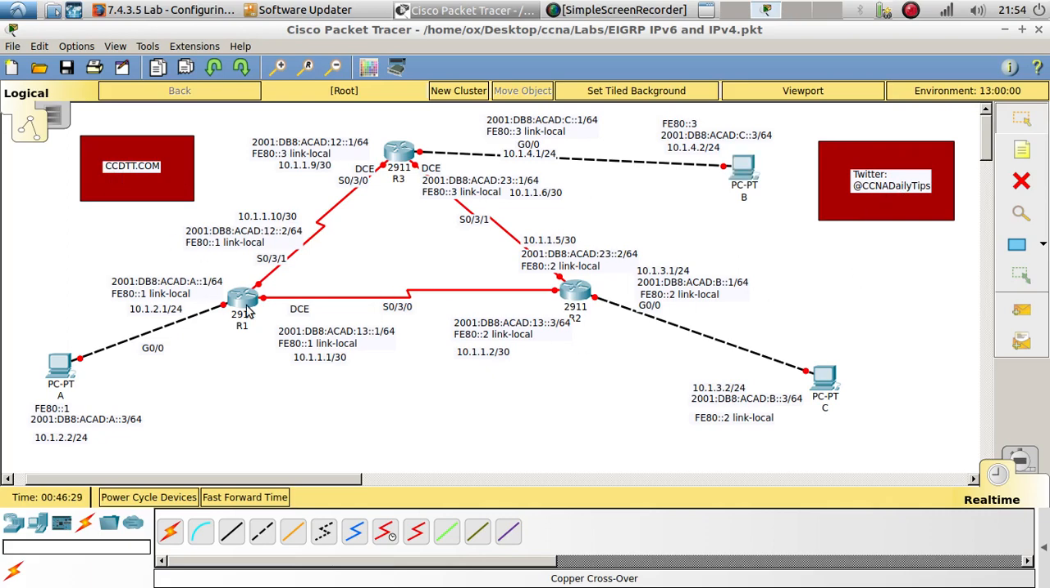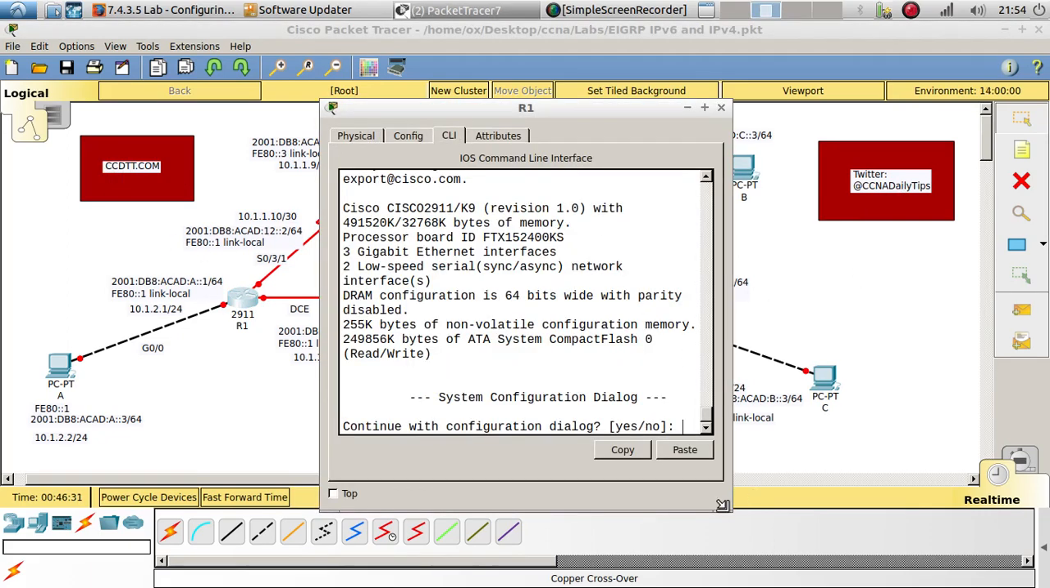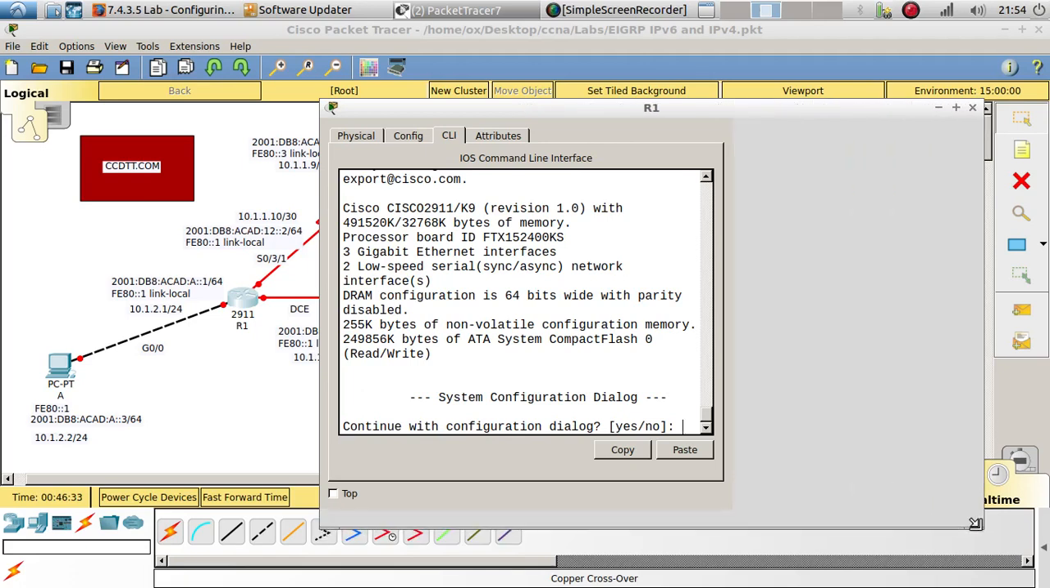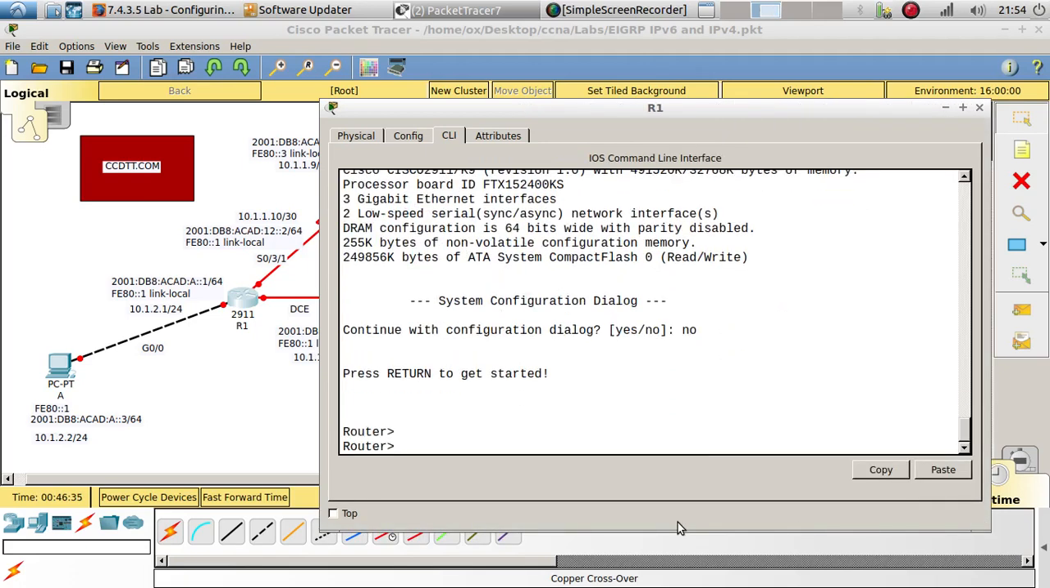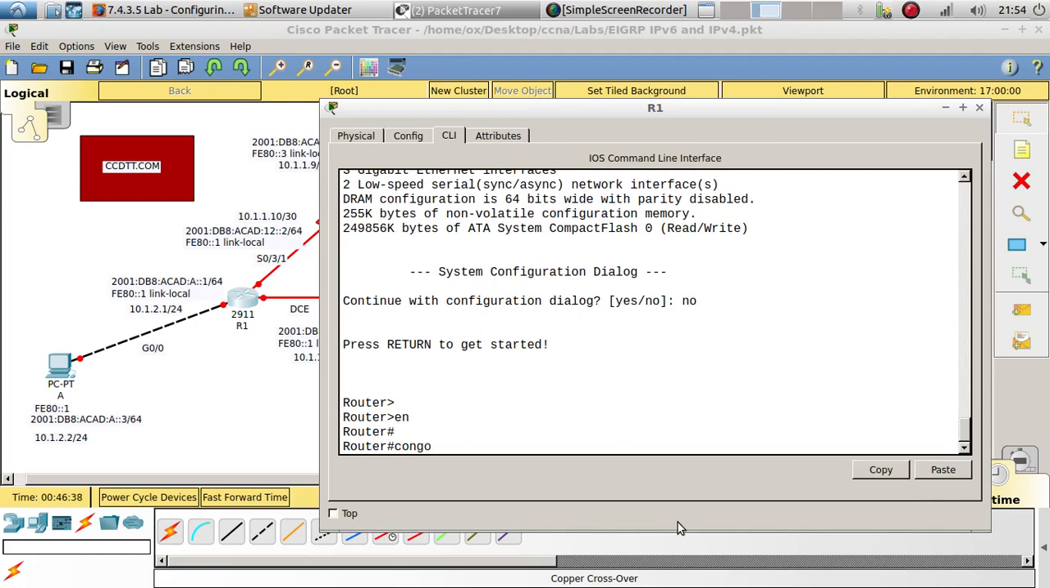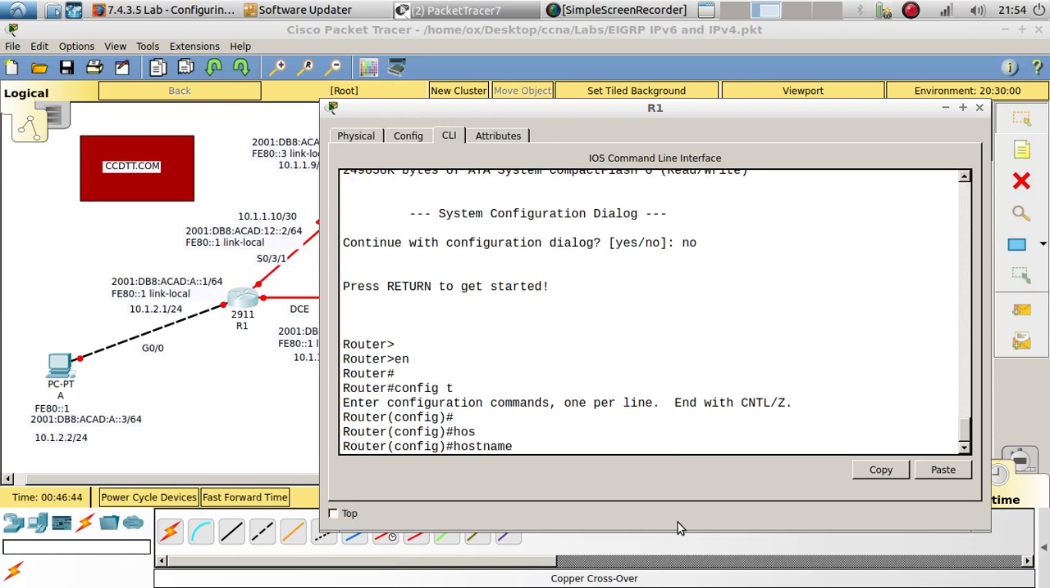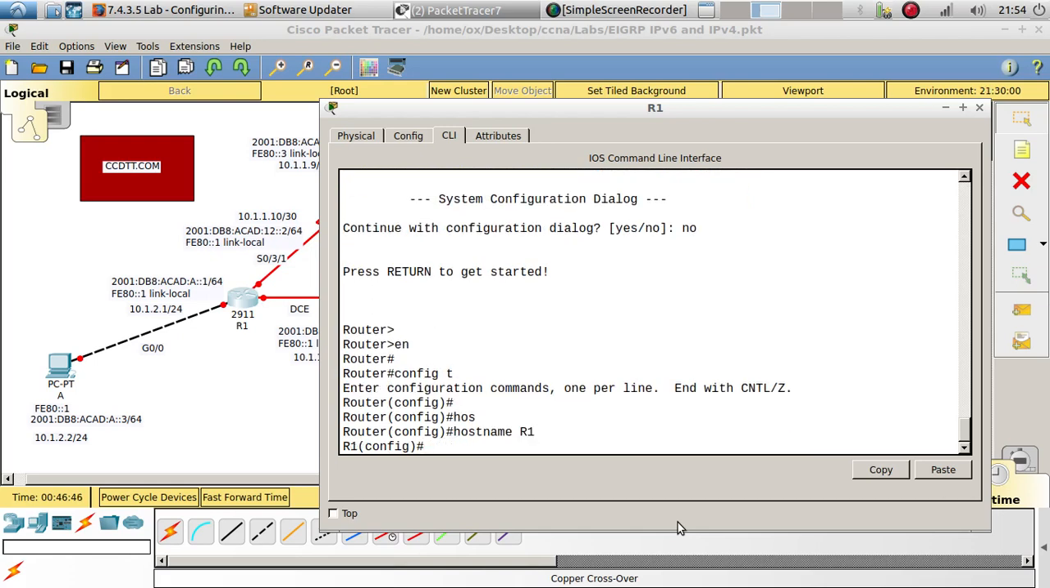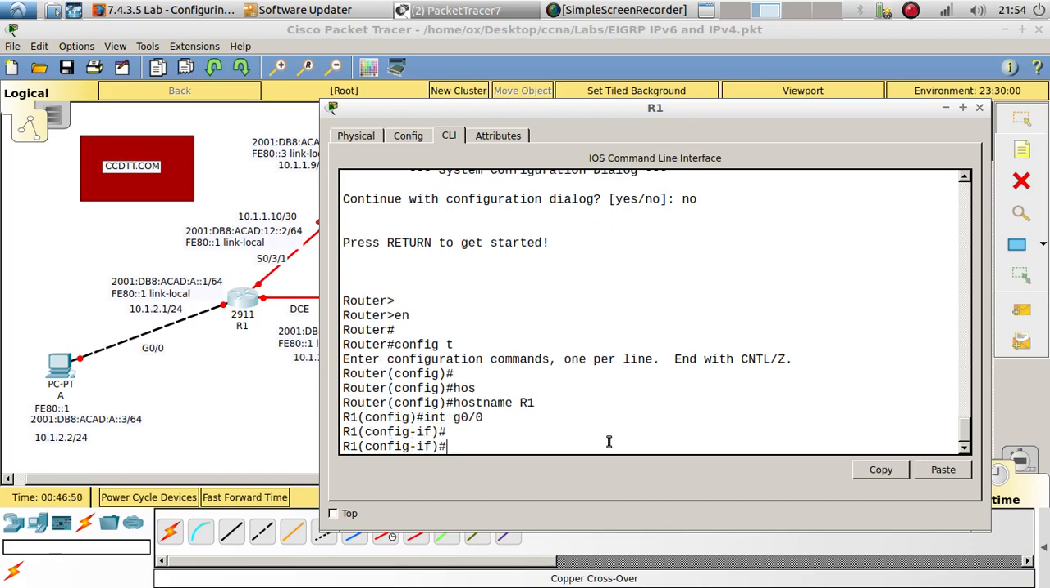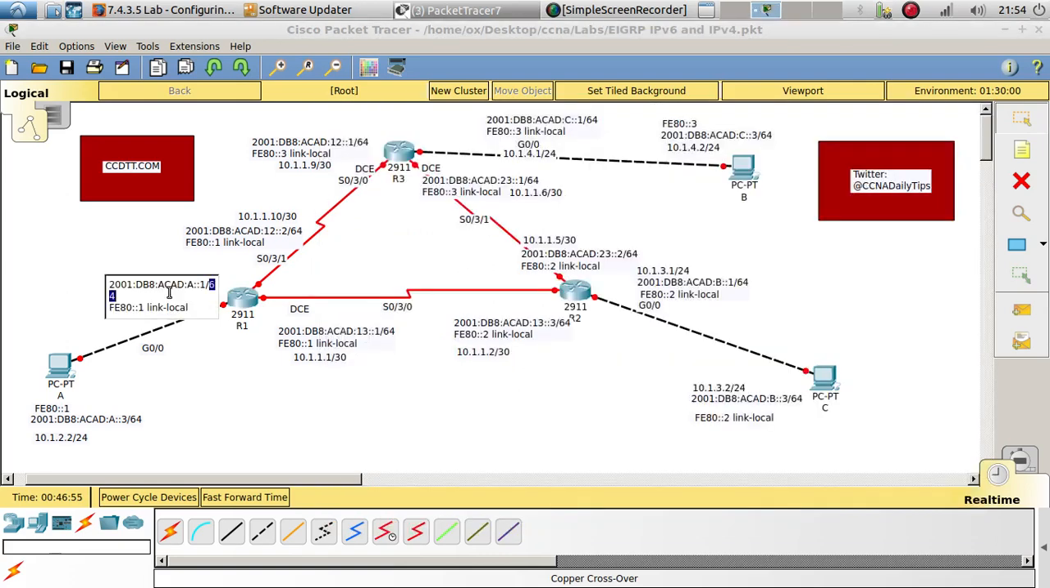Alright, so let's go ahead and start with this. Let's go to router 1, and let's configure router 1. Let's say there's no enable, configure terminal, hostname R1, so I know which one I'm configuring, of course. Let's go to interface gigabit 0/0, and from here, let's first do this link local.